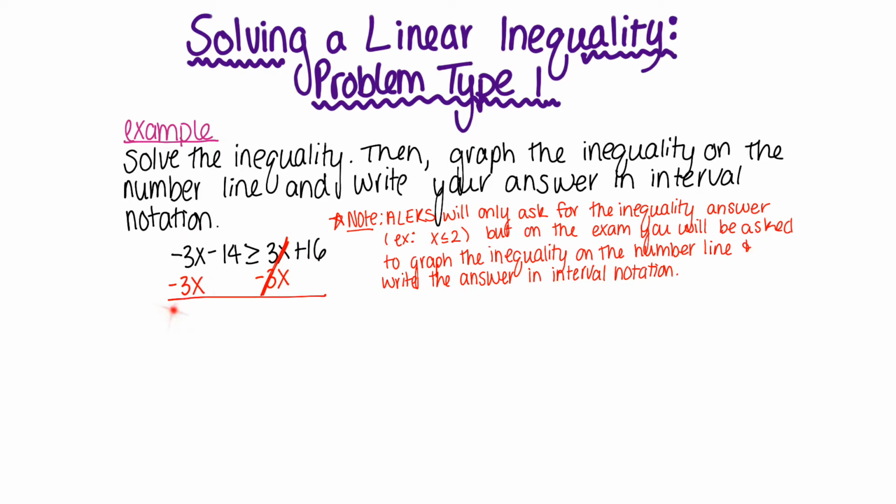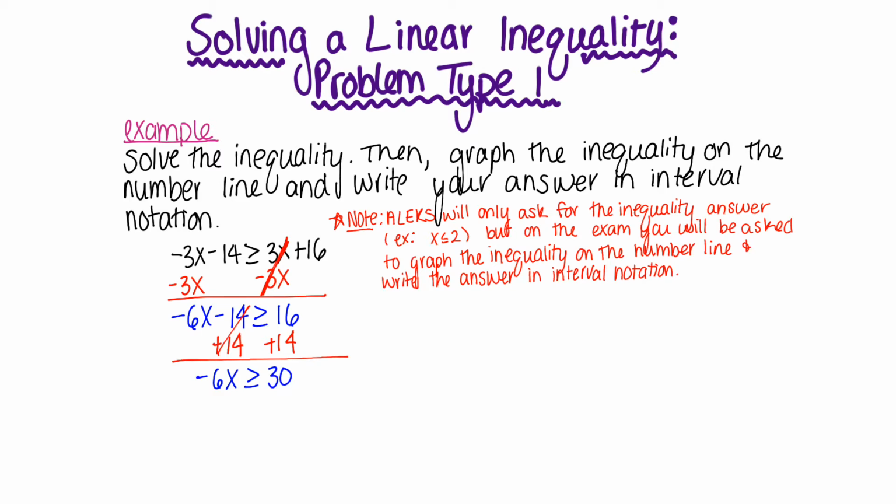It's really tempting to think that the x's cancel here because it kind of looks like they do, but really you have negative 3 minus 3, and that's going to give you negative 6. So you have negative 6x minus 14 greater than or equal to 16. Then you want to get rid of the constant over here so that the negative 6x can be alone. Negative 6x is greater than or equal to 16 plus 14 is 30.